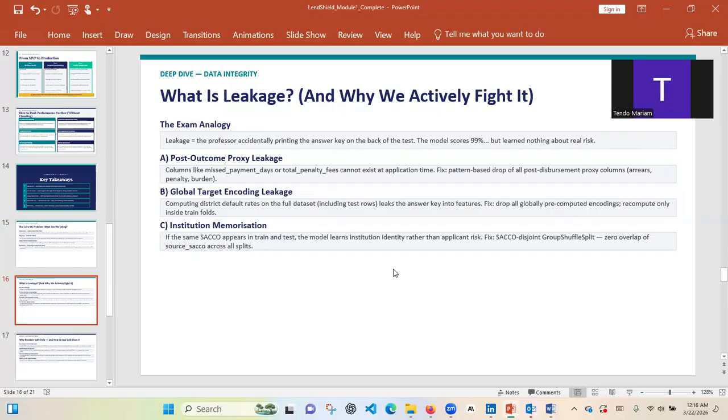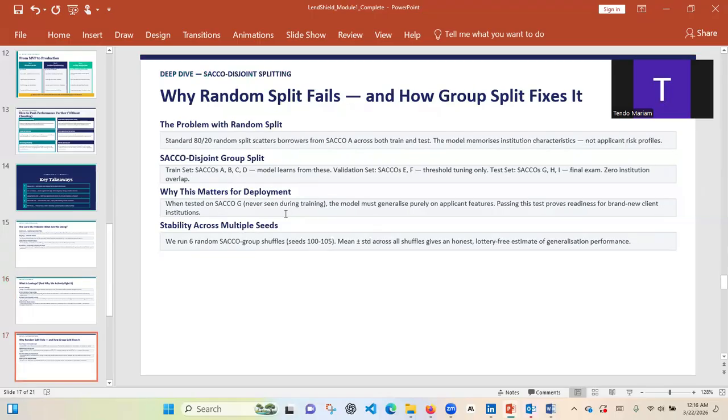And then what is leakage? Here is why we actively fight it. The leakage comes in through post-outcome proxy leakage, and then global target encoding and institution micro-memorization. Why random split fails and how group split fixes it. So I'll explain this very, very fast.